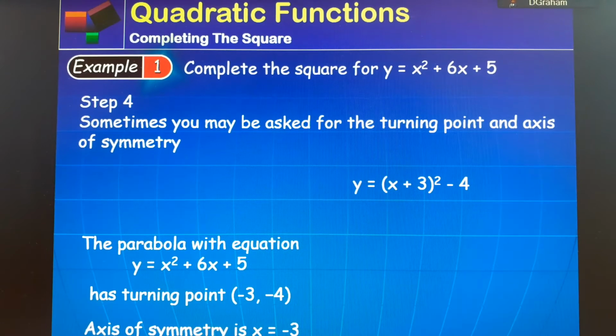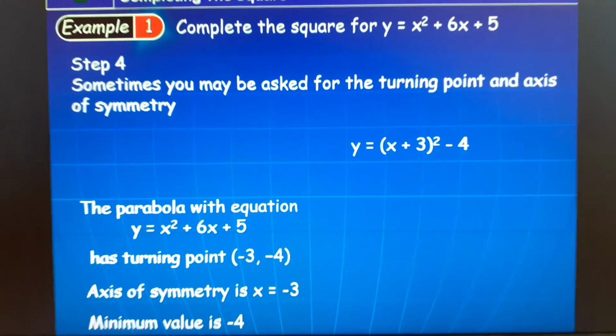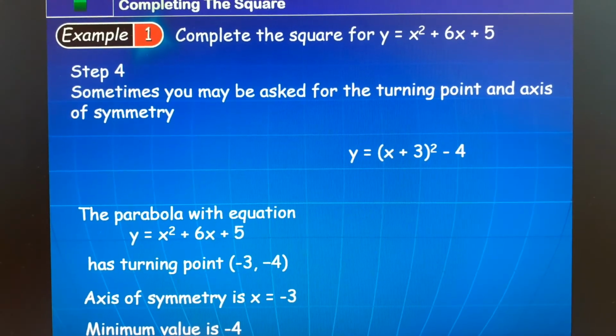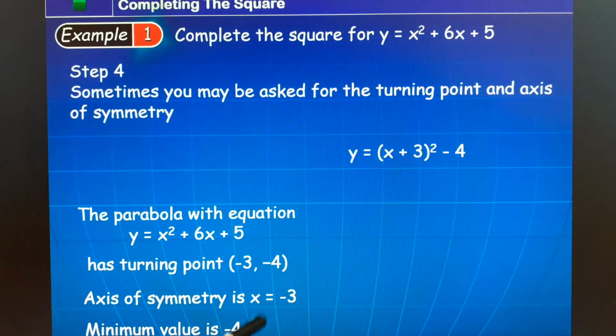The axis of symmetry is just the x value, what the x value is equal to, which is x equals negative 3. If you were asked for the minimum value, it's just the y value, which is negative 4. There, the minimum value comes from there. It's also the end point.